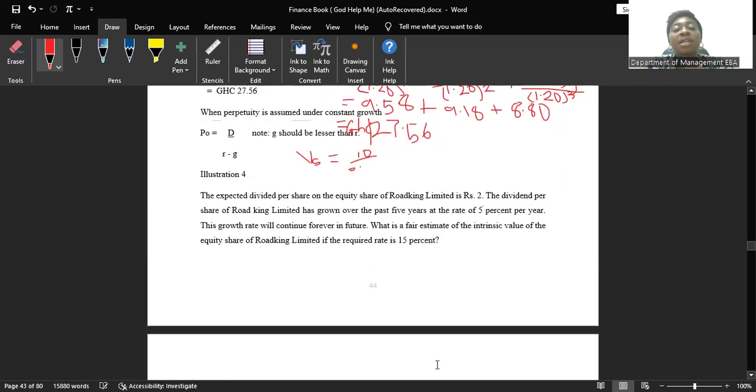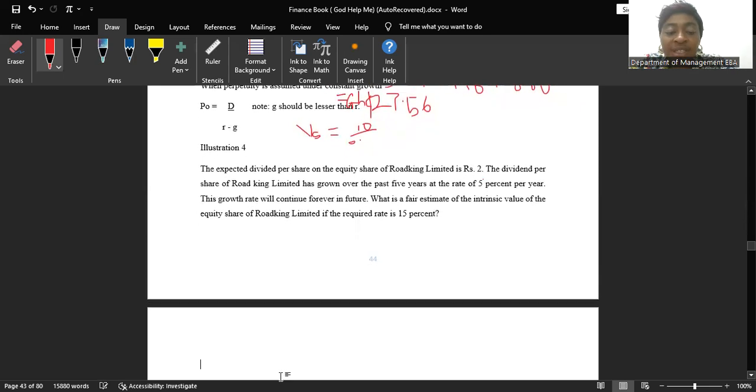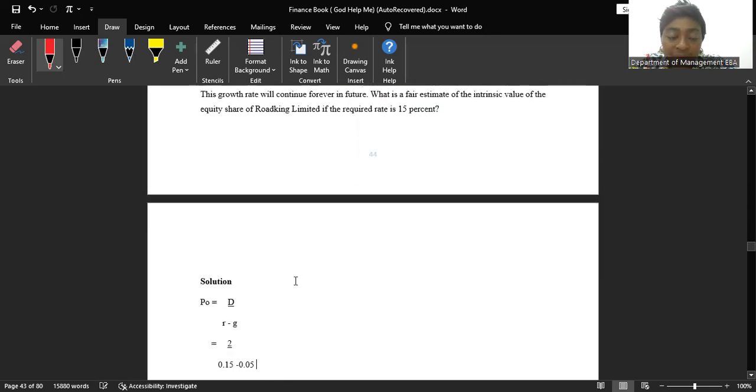The expected dividend per share on equity share of Road King Limited. The dividend per share of Road King has grown over the past 5 years at a rate of 5% per year. The growth rate will continue forever in the future. What is a fair estimate of the price of Road King Limited if the required rate is 15%? Okay, so that would be what?